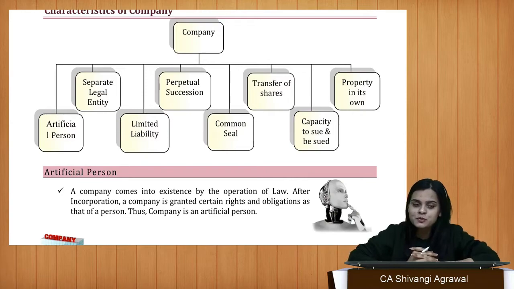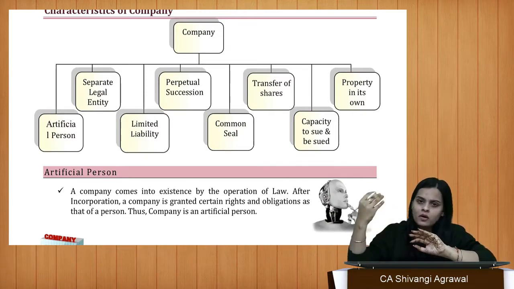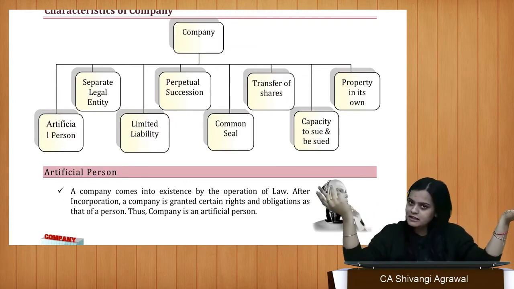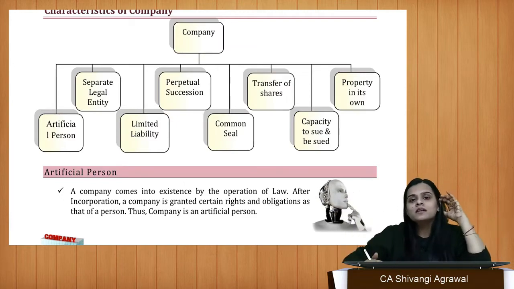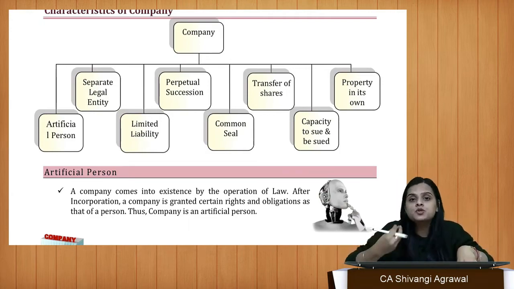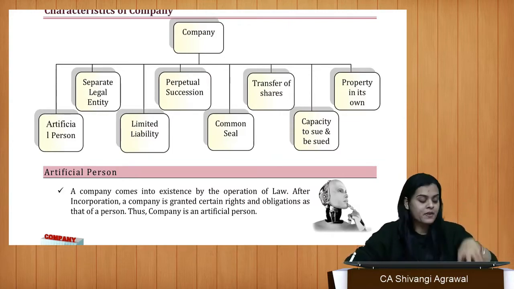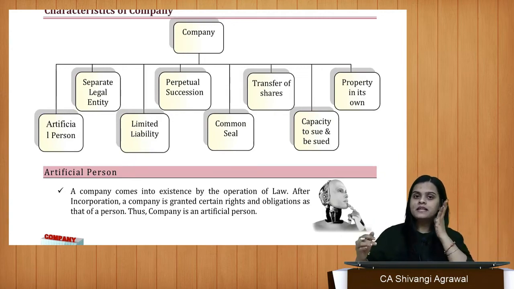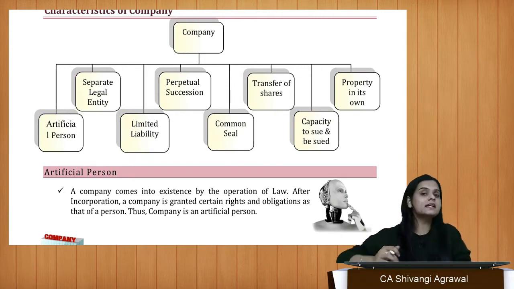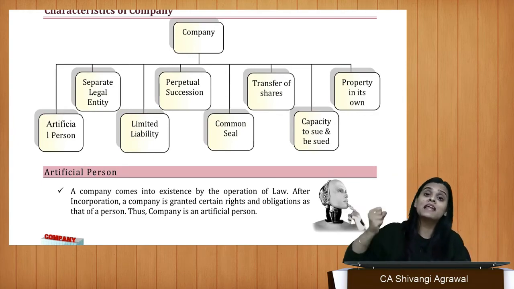Because they are artificial persons, they do not have the ability to see, speak or hear, nor can they get married, nor can they go for divorce, etc. Then why are they person? Because they have a separate existence, because they can legally do a lot of things which an individual can. Just like we are citizens of India, they're also corporate citizens of India. Okay, so a company is an artificial person. It is not something which is created or which comes into existence by natural birth.